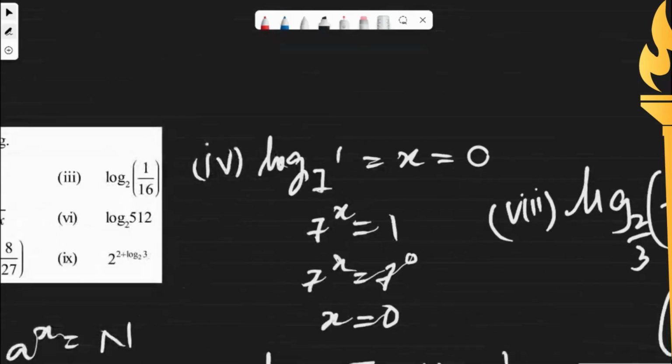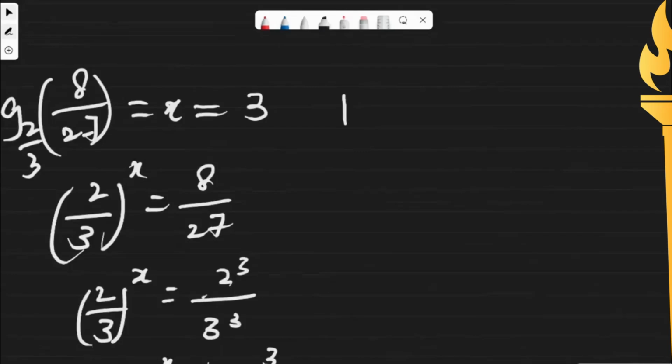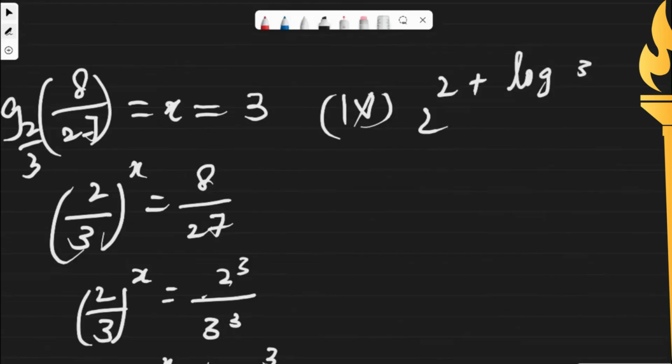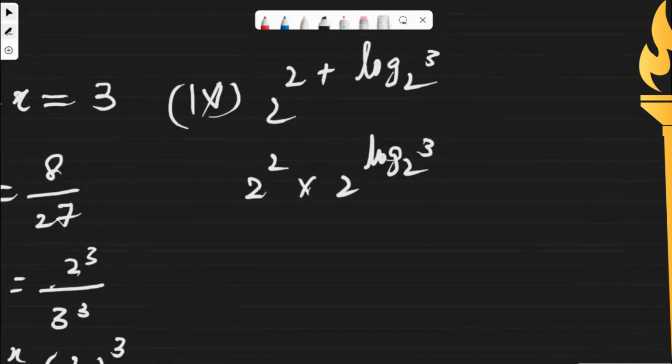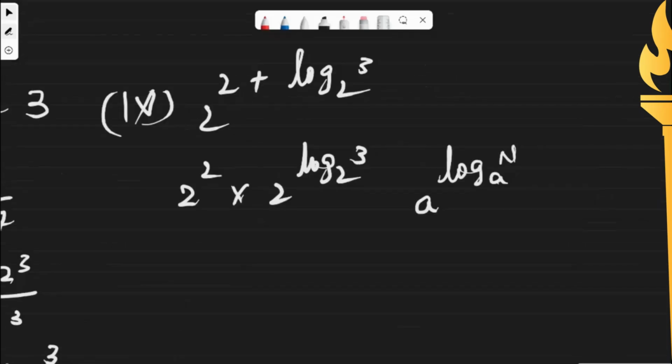Now the last one, ninth one, we have 2 power 2 plus log 3 base 2. We can write this as 2 power 2 into 2 power log 3 base 2, because a power m into a power n is a power m plus n. So we have one small point here. The point is, if a power log n base a is the LHS, we get the RHS as n. A power log n base a equal to n.